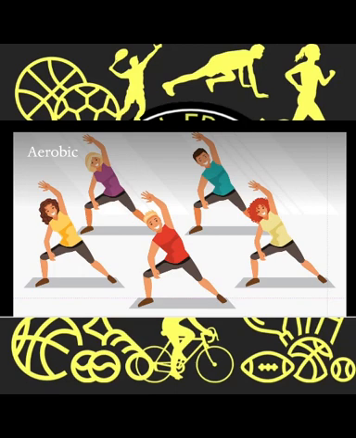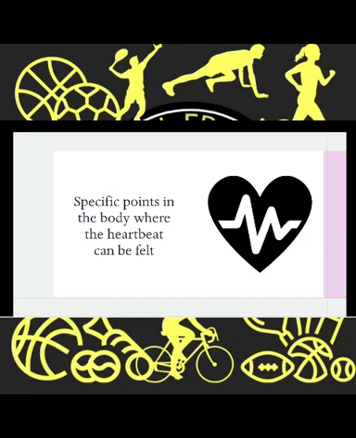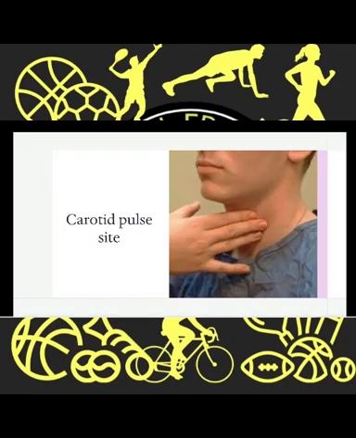To be able to measure your heartbeats per minute, you must first know the specific points in the body where the heartbeat can be felt. The first one is the apical site. You may feel your heartbeat by placing the heel of your hand over the left side of the chest. Second is the carotid pulse site. This is taken from the carotid artery just beside the larynx, using light pressure from the tips of your pointer and middle finger.